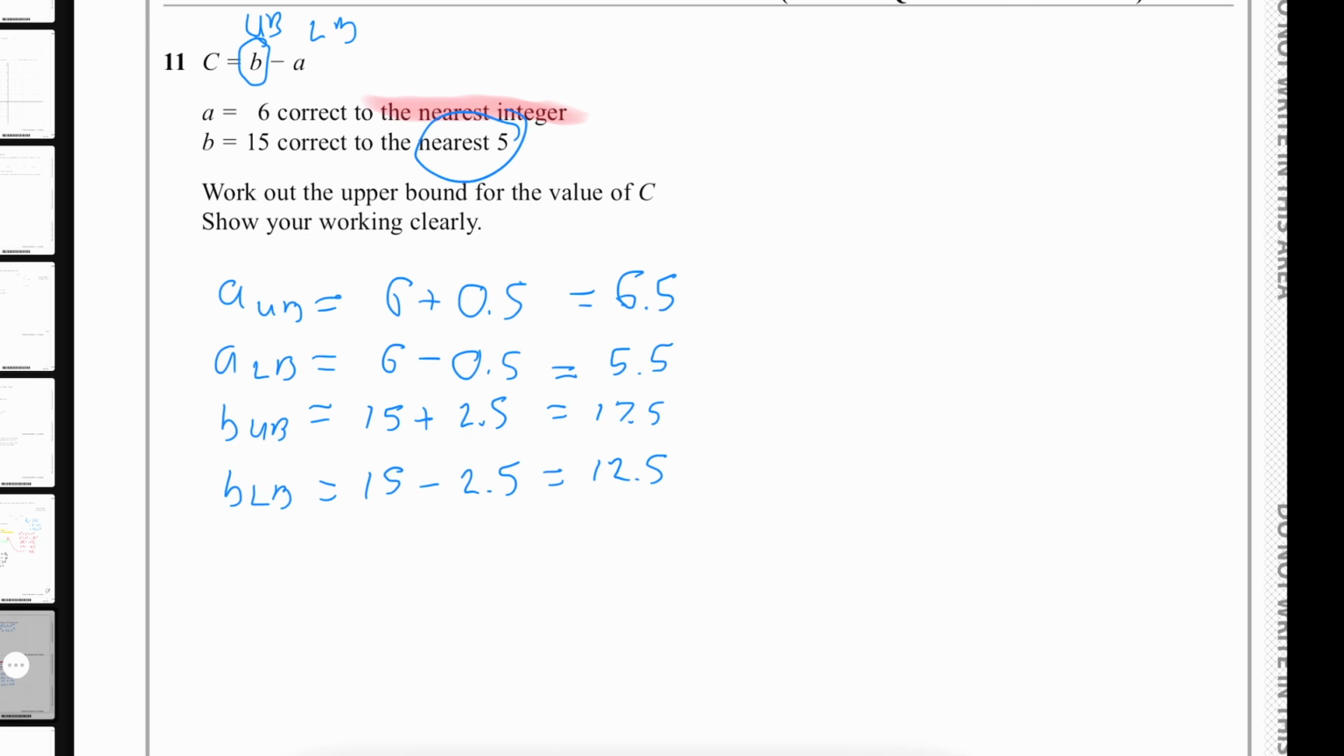We've already decided right in the beginning that I'm going to use upper bound minus the lower bound. So we're going to take B's upper bound minus A's lower bound. So upper bound for C is upper bound minus lower bound, and that is 17.5 minus 5.5. So we get an answer of 12.